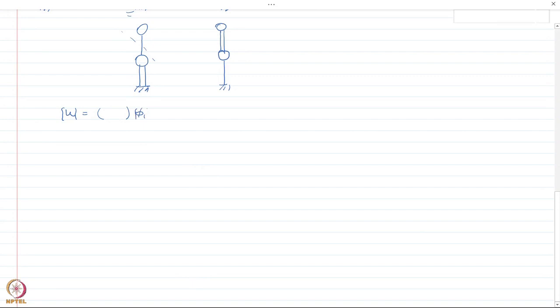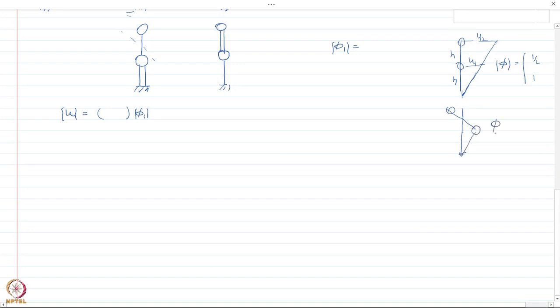Okay, so let us say this is phi 1. I'm using phi 1 to represent a deflected shape. This is similar to the shape vector that we had used in previous chapters. So let us say I have a deflected shape which is something like this, linearly increasing with height. If the height is h here and h here, then this deflected shape can be written as half and one, where this is the first degree of freedom and this is the second degree of freedom. Similarly, if I have a deflected shape which looks something like this, I can write my phi as, let me say, minus 1 and 1. All right, so these are some of the possible ways in which a system can deflect.